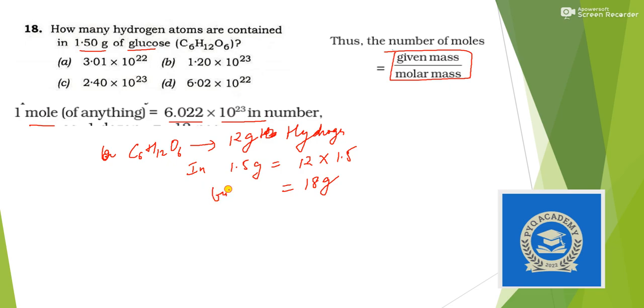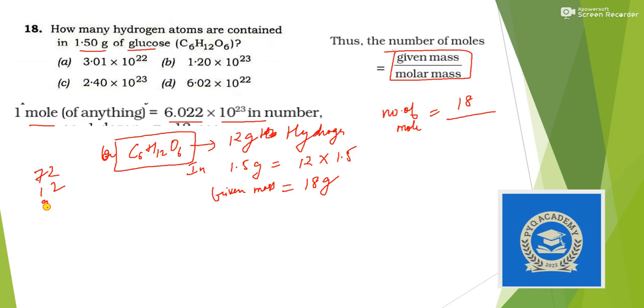Okay, so given mass first. Now the number of moles equals the given mass, 18, by the molar mass. Now let's calculate the molar mass of C6H12O6. C6 means 12 into 6, 72. Then H12, this will be 12, and 16 into 6 is 96. Okay, so it will be 72 plus 12 plus 96, 180. So the molar mass is 180. So the total number of moles here is 0.1.